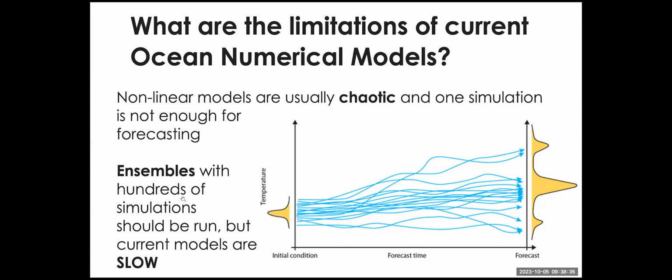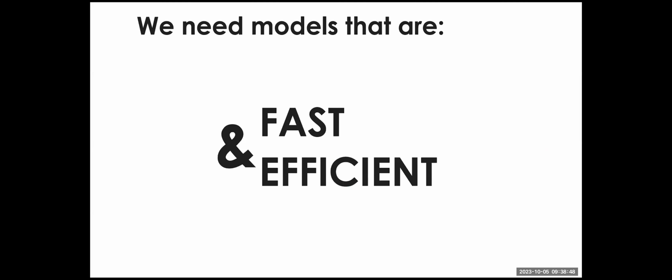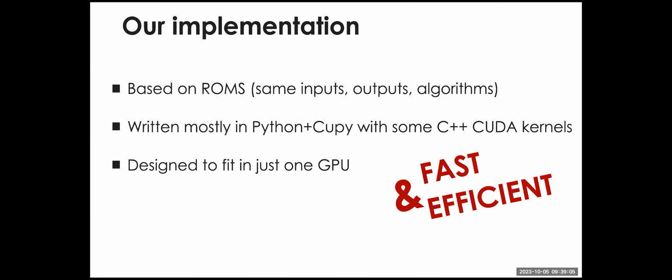So this is a big limitation nowadays. With the models that we have and the biggest computers that we have, we can run just a few, maybe on the order of 30 and not of the order of hundreds. So we need to create models that are fast and efficient. And efficient, I'm talking mainly about energy efficiency. We are trying to solve, in our case, problems related to climate change. We don't want to increase the energy expenditure in the world.